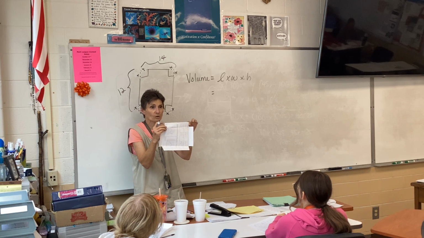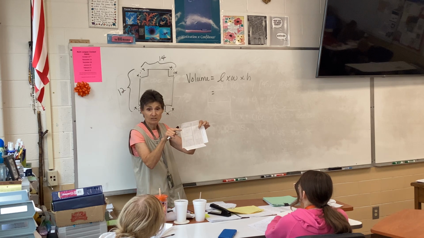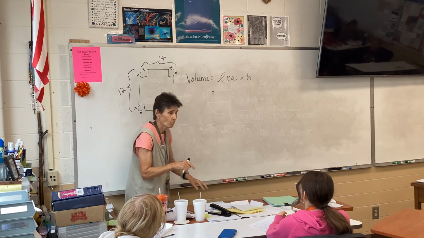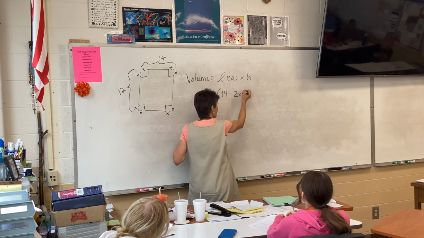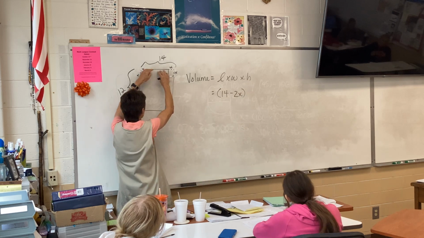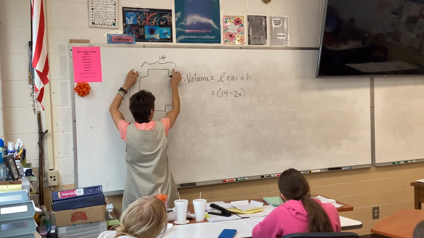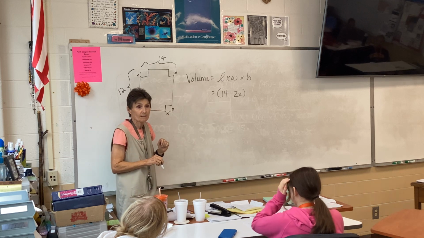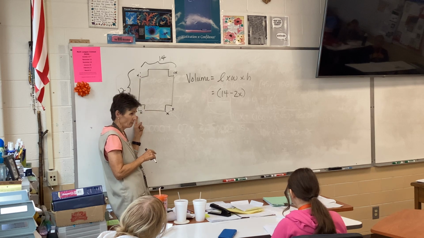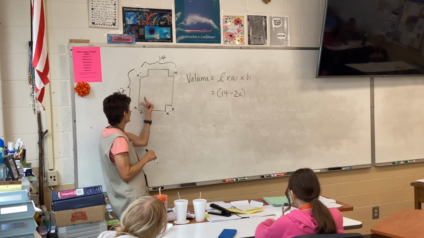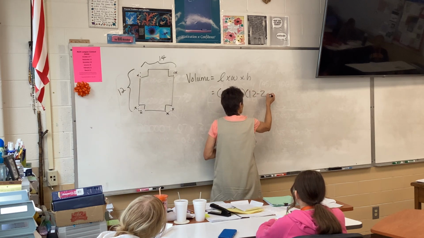Because I did what? I took away two corners. I took out an X on this side and an X on this side. So it used to be 14, but now it's going to be 14 minus 2x. It was 14 all the way across, guys, but I took off an X here and I took off an X here. So now it's 14 minus 2x. What about the width of my box? It used to be 12, but didn't I take an X off each side of that too? So that's going to be 12 minus 2x.